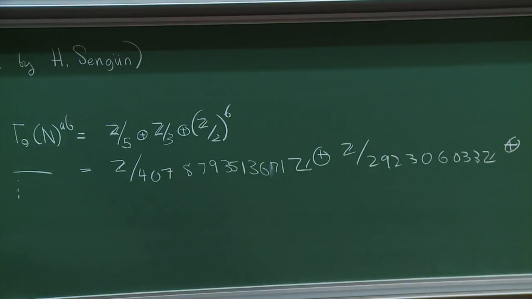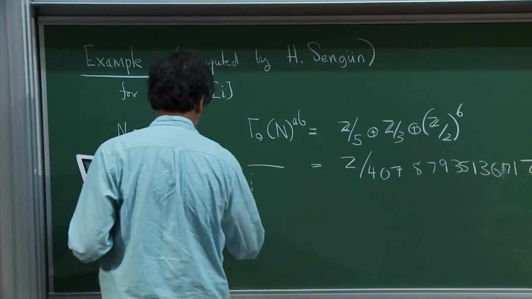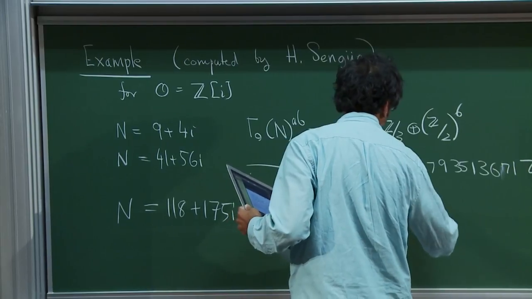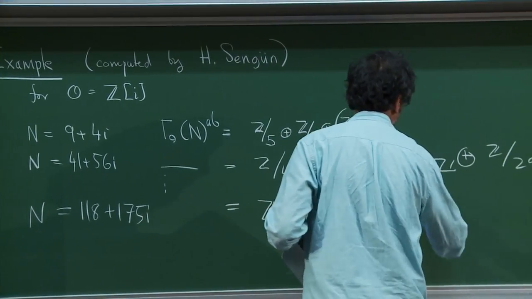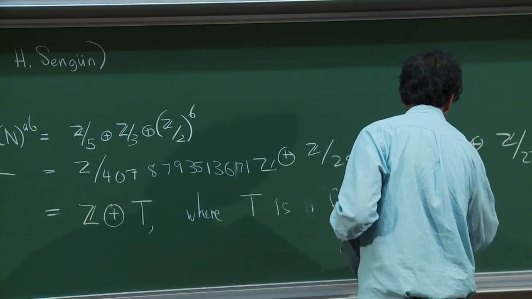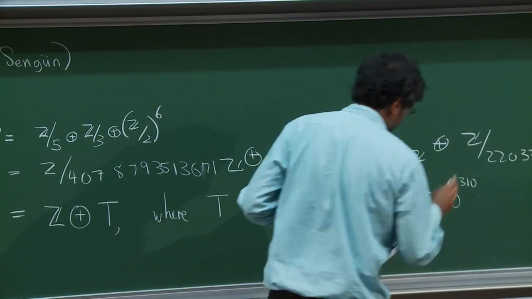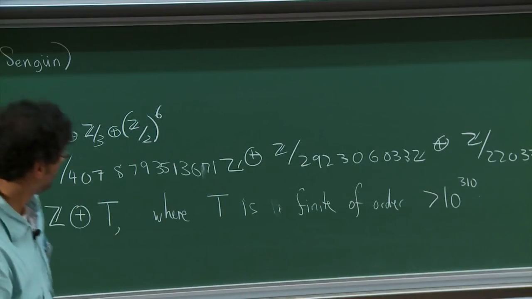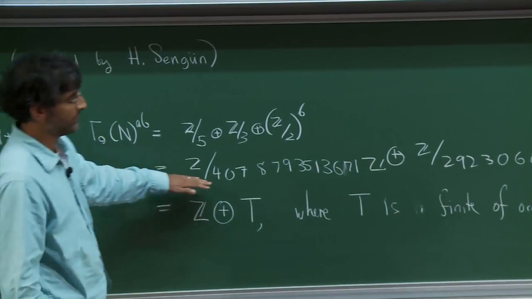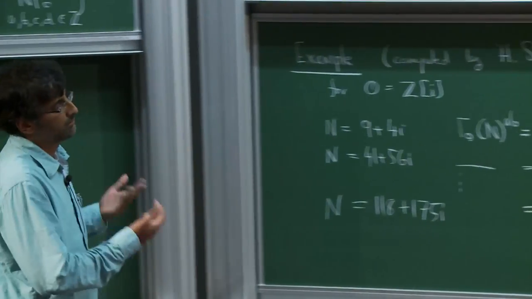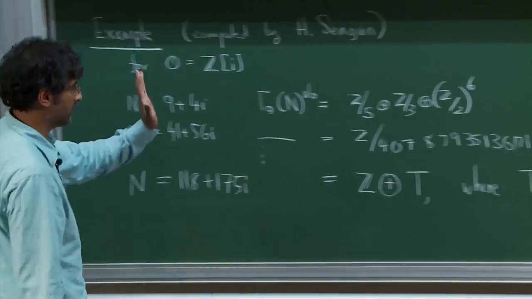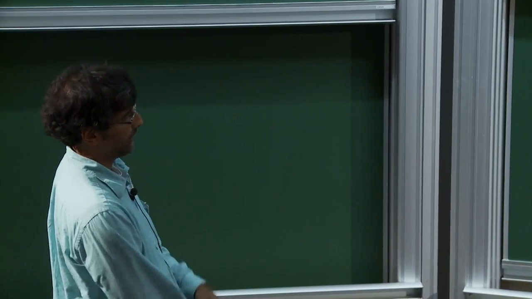You probably don't want to see another version of that. I'll just abbreviate. If you go up a little bit higher, it's the same thing: z plus t, where t is a finite group. T is finite, and its order is bigger than 10 to the 310. By the way, the primes and so forth that show up in these are essentially random. The sizes of these look more or less like random numbers from a factorization point of view.